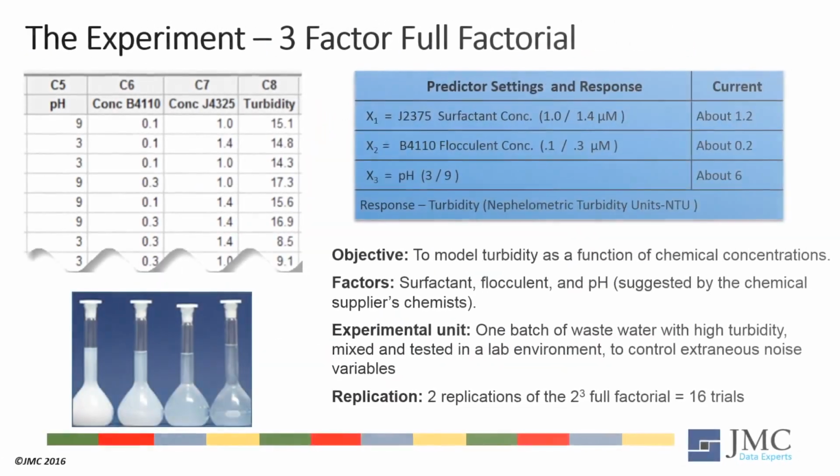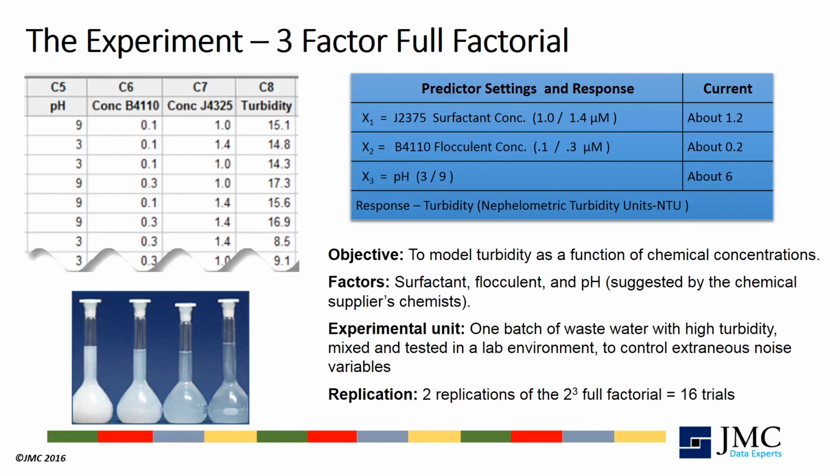The experiment design focused on the chemical treatment of the water without considering the noise variables from the production process. The logic was that if we could not make it work on a lab bench, we would have no chance in the highly variable plant floor. A 2 to the 3rd full factorial design centered around current process conditions was used. It was replicated twice to improve the power of the experiment.